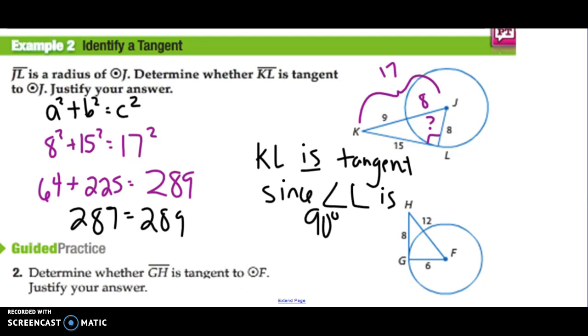Okay. Here's another example in the guided practice. You can try to see if GH is tangent to that triangle.